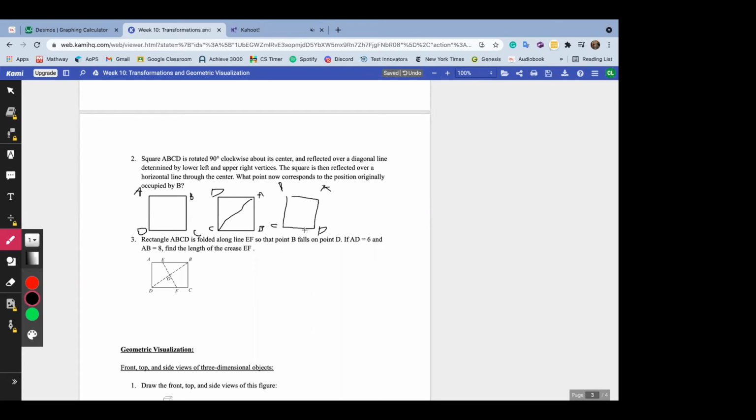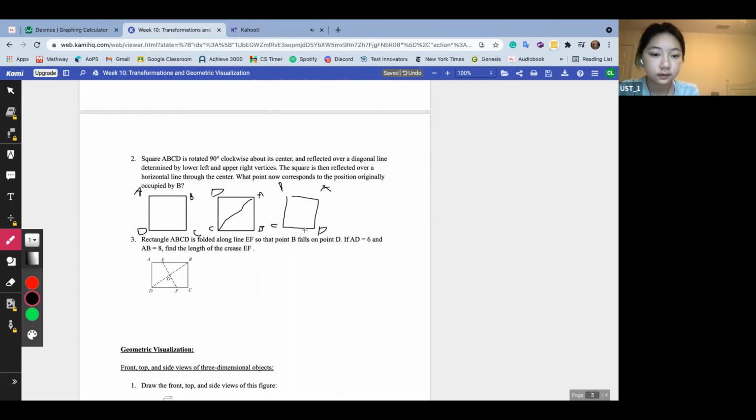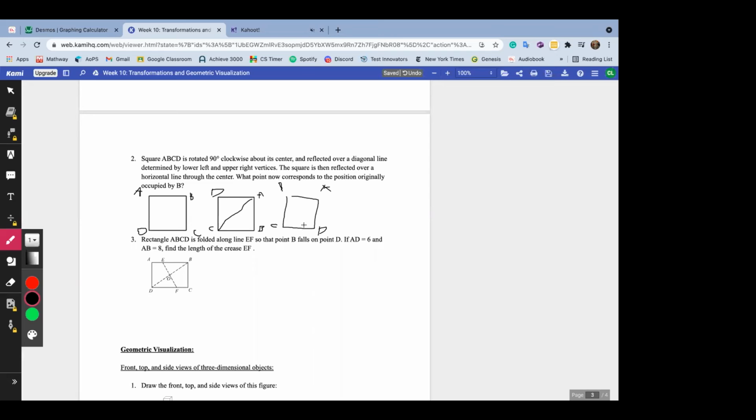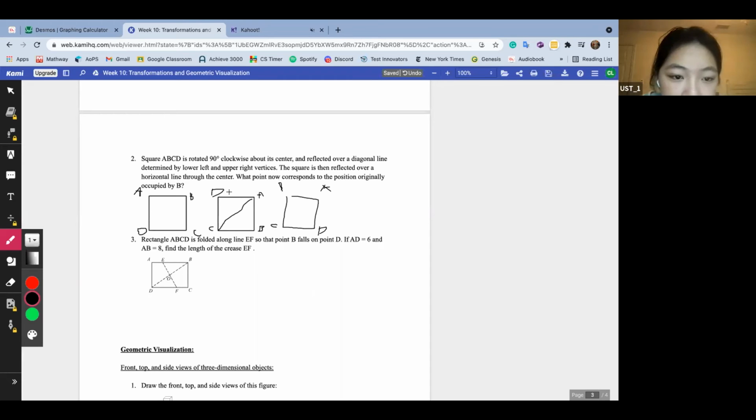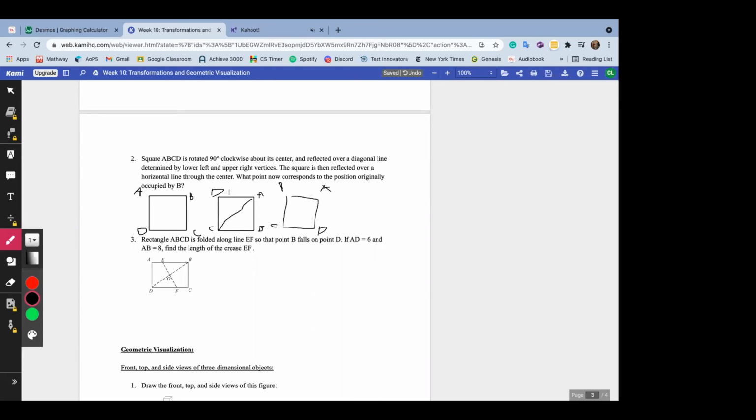Wait, no, I don't get it. Okay, so will A be at the bottom? No, because the diagonal is from C to A, and you only want to flip this across. Like, how do you know you have to flip it to the... wait.